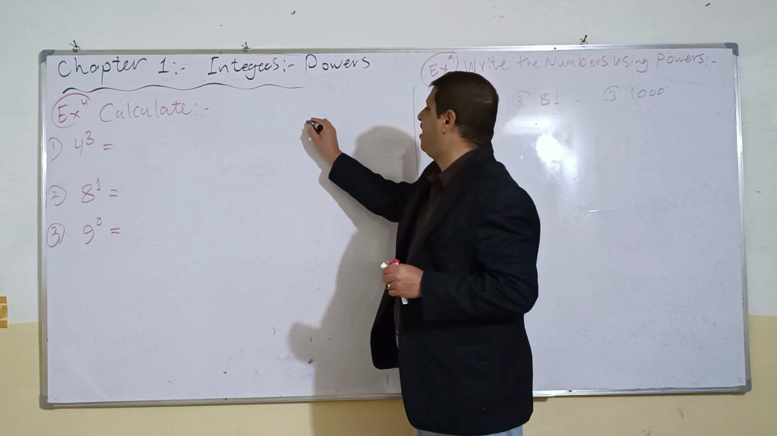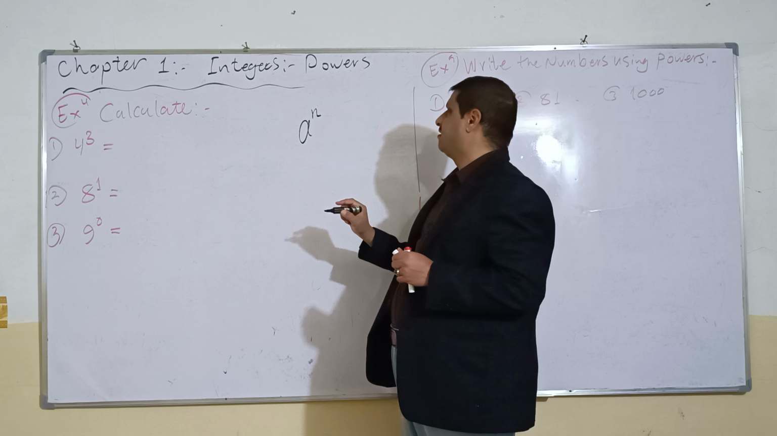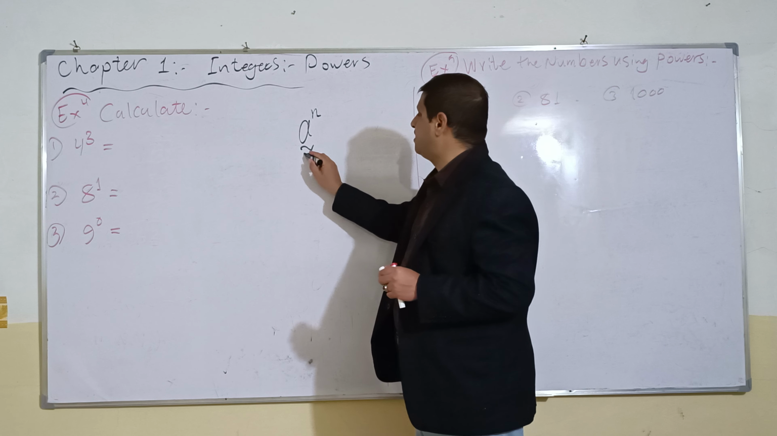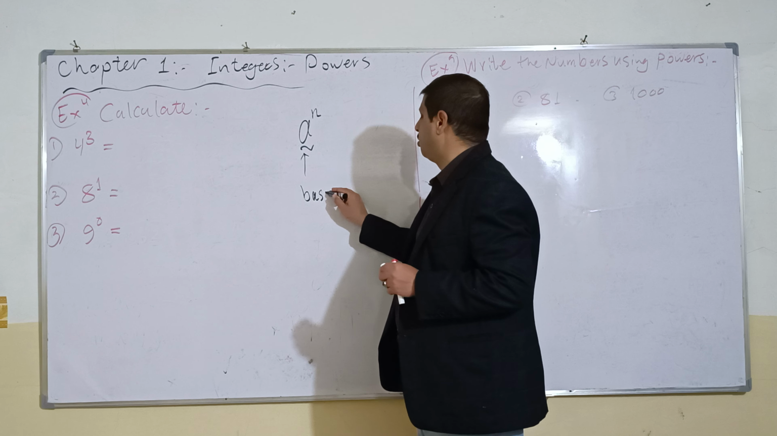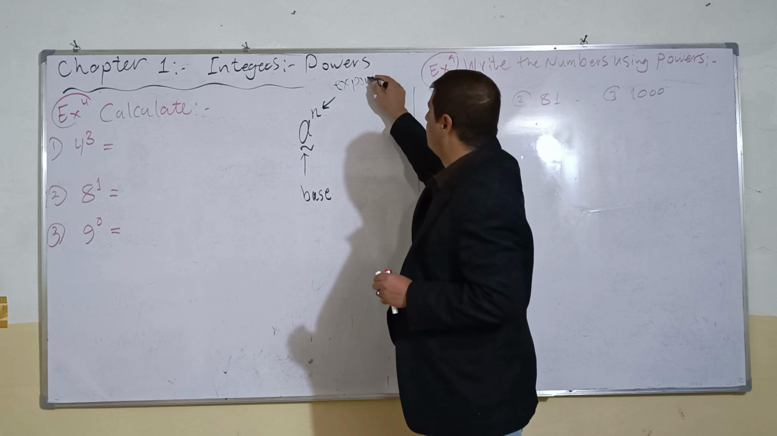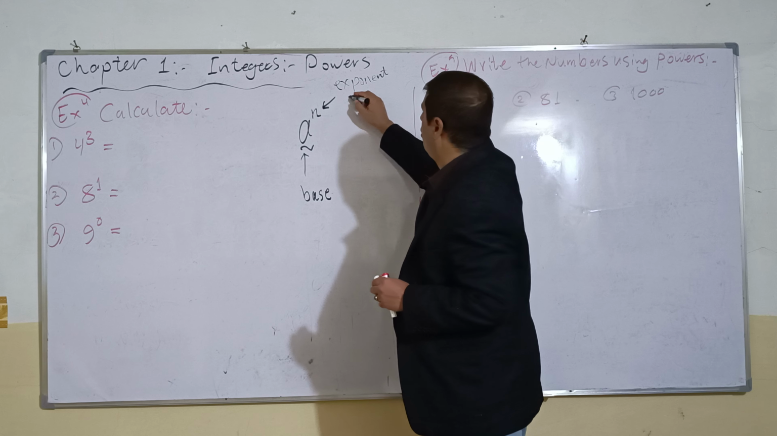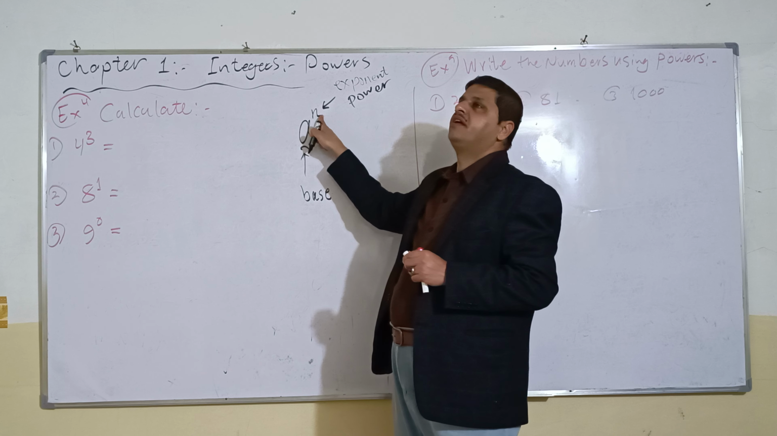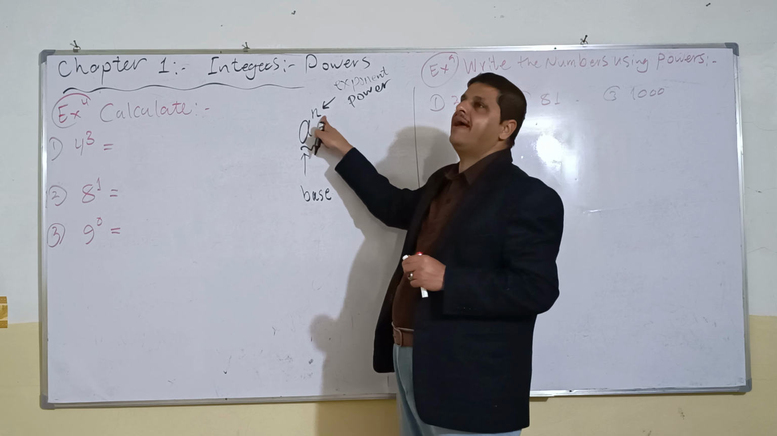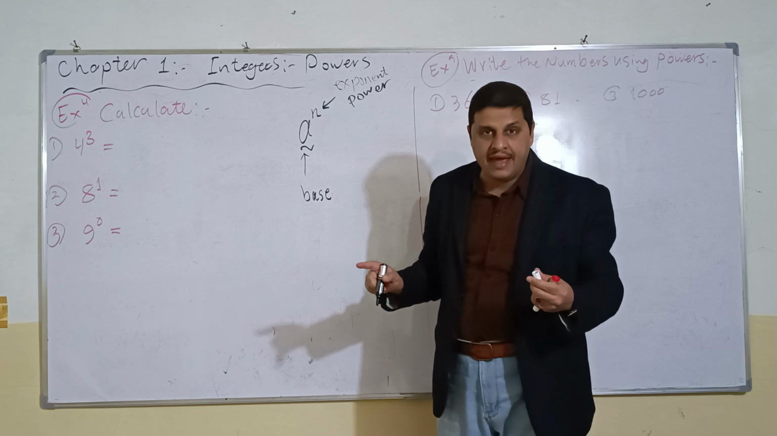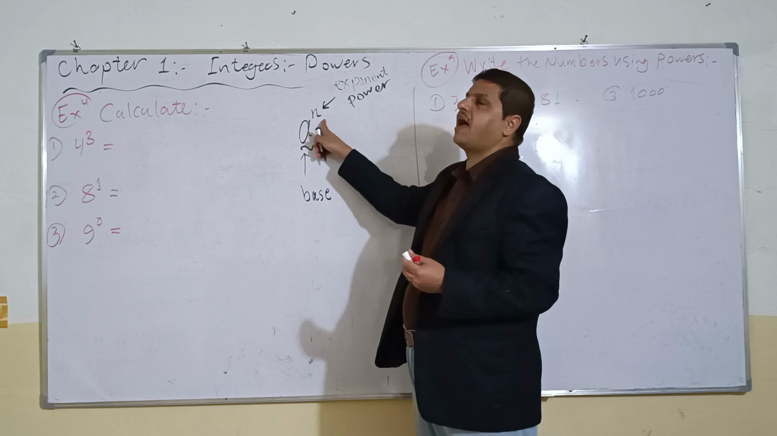If I have a to the power n, this is the base, and this is the exponent or power. A to the power n, or a to exponent n. What is the exponent of a? It is n. That means a is multiplied by itself n times.